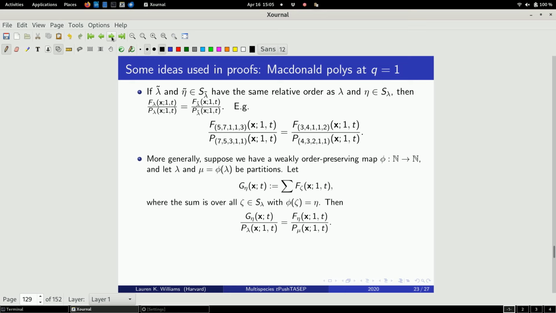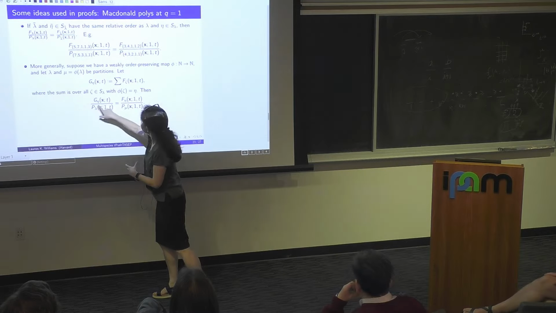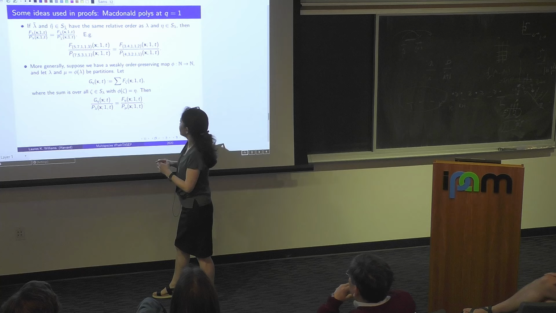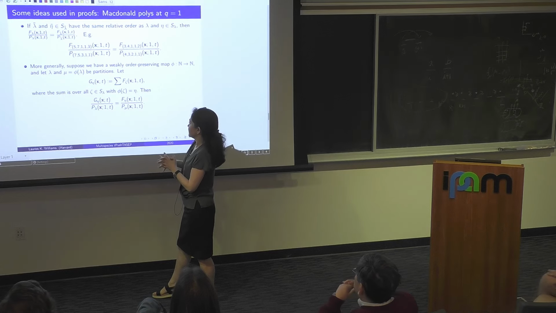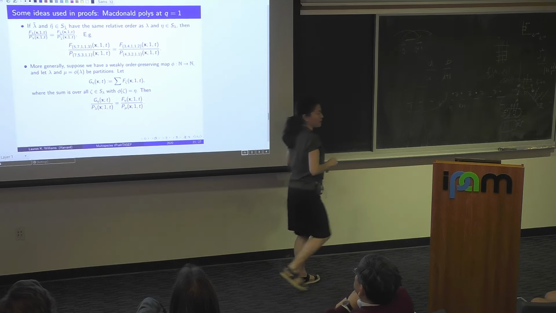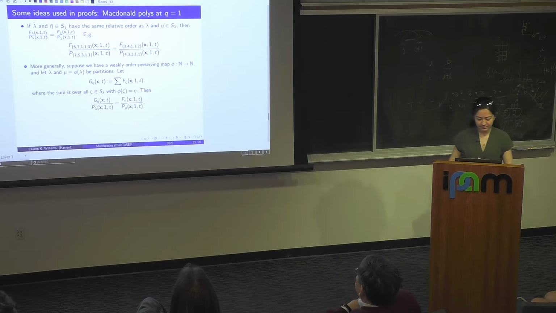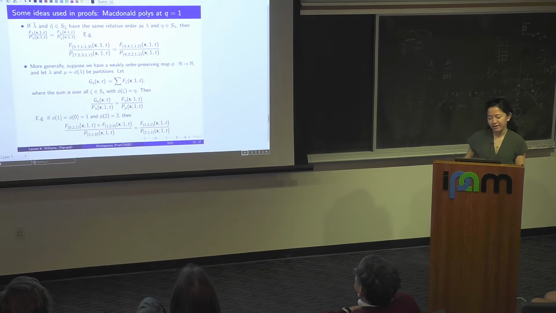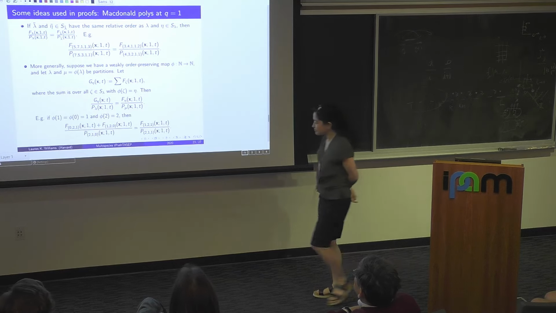You can think of this as a generalization of the statement above, but it's a little bit more complicated when we work with a weakly order-preserving map, because now there's going to be multiple compositions that map to a given one under a weakly order-preserving map. Okay, so here's a small example.